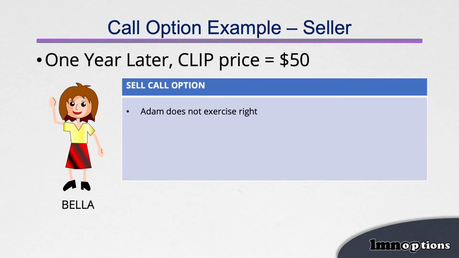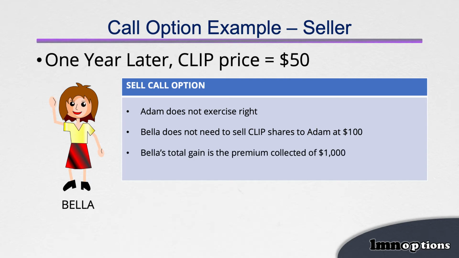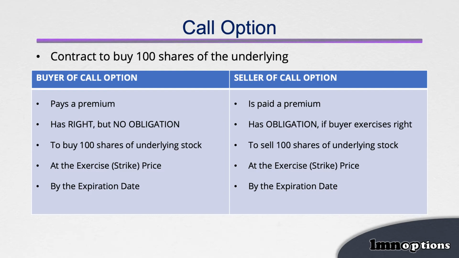What about scenario number 2, whereby the share price of Clip has instead fallen to $50 per share? Adam will not exercise his right. Bella will not need to sell Clip shares to Adam at $100. Bella's total gain is the premium of $1,000 which she collected. So once again, to summarize, a call option is a contract to buy 100 shares of the underlying stock. The buyer of the call option pays a premium for the right, but not the obligation, to buy 100 shares of underlying stock at the exercise price by the expiration date.